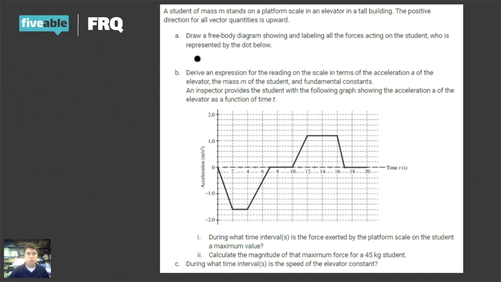So for this first question, we have a student with mass M standing on a platform scale in an elevator in a tall building. The positive direction we're looking at is going up. We need to draw a free body diagram with forces. We need to figure out some expressions for accelerations in terms of other things or the reading on the scale. We've got a graph to read, and some other common things to do with it. All right, so let me switch over to the camera, and we will take a look at solving this question.